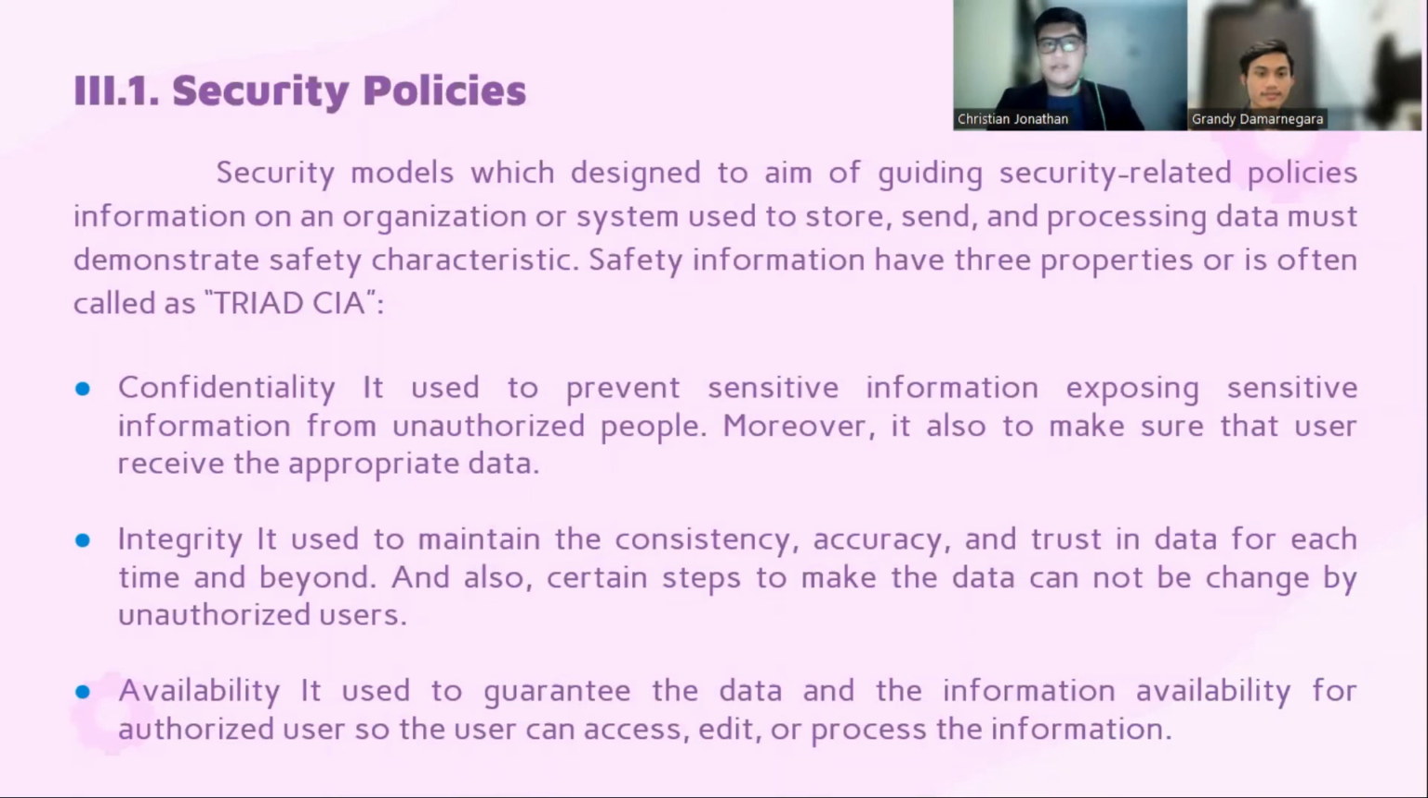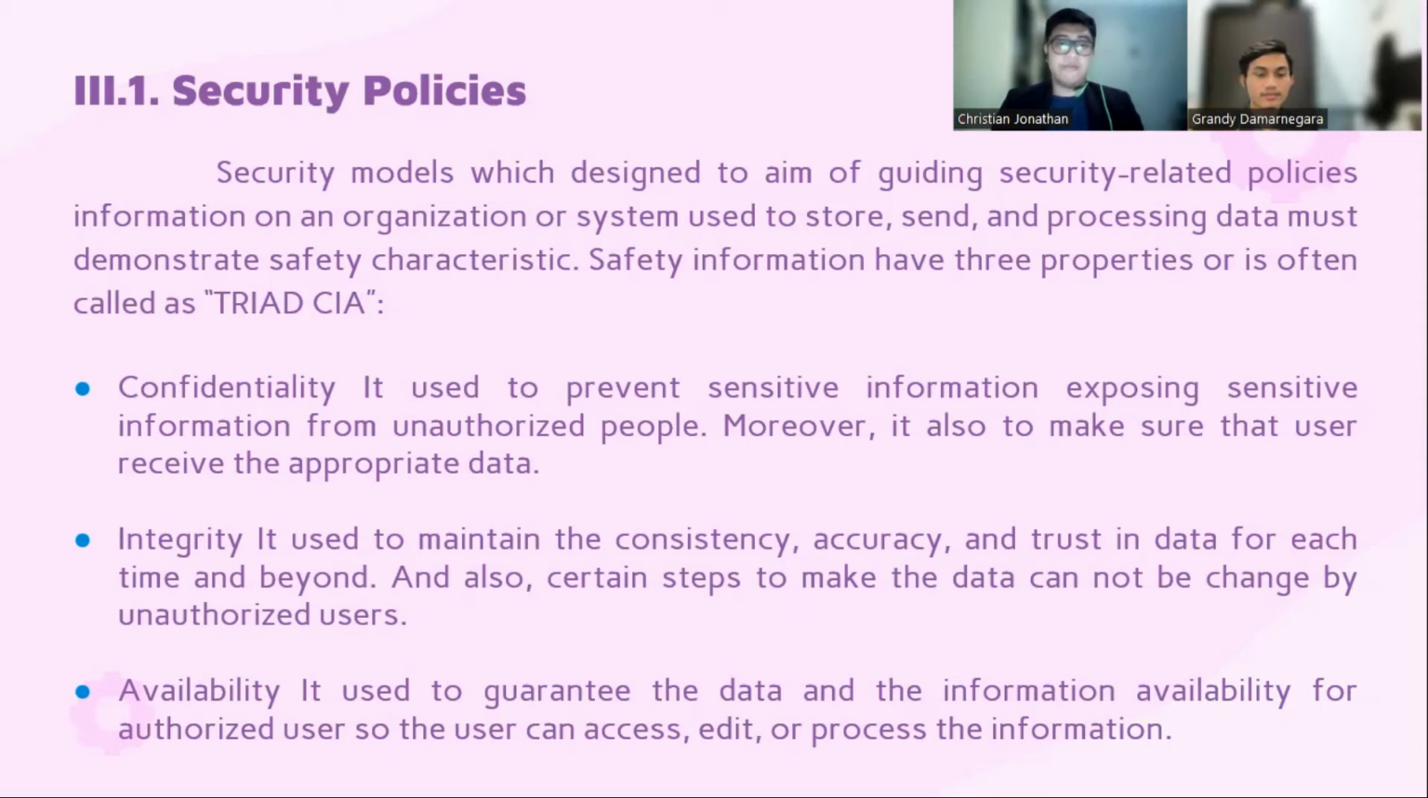The third is problem analysis. Security policies. Security models are designed with the aim of creating security-related policies for information in an organization or system used to store, send, and process data, which must demonstrate safety characteristics. Safety information has three properties, often called the CIA triad.